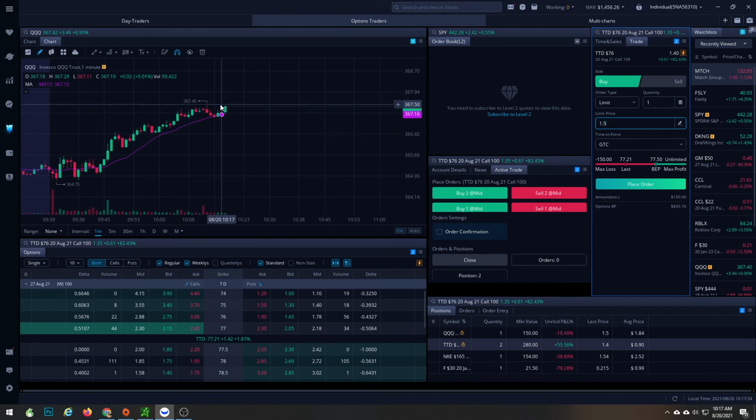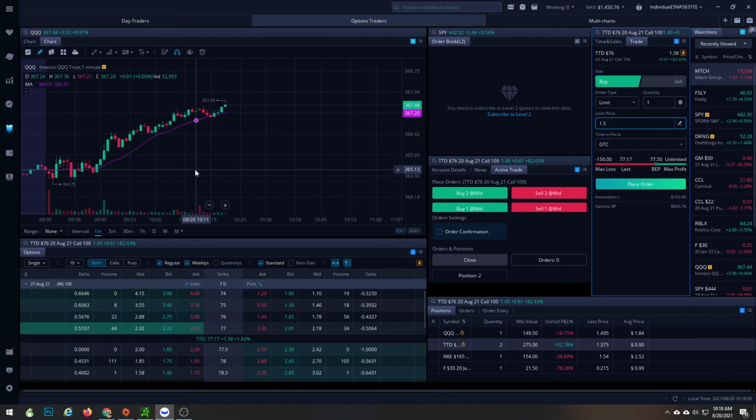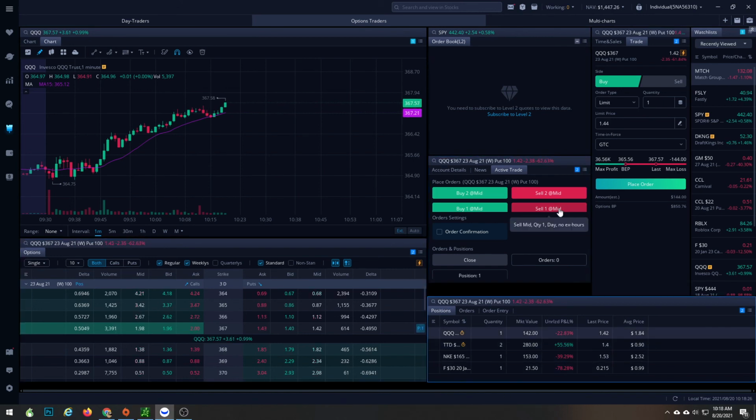QQQ is still kind of getting wrecked here. It's really sitting at the level where I think it's going to bounce. I know I've been saying that all day, and it's probably bad trading habits. It's not moving the way we want it to, so I just got to get out. Continues to keep going up here.